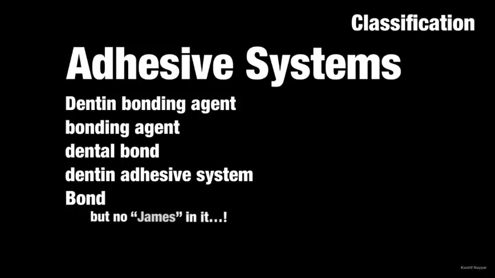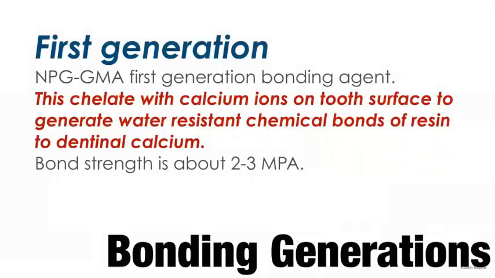So let's go to the classification of the adhesive system. The adhesive system is the dentine bonding agent, a bonding agent, a dental bond, or dentine adhesive system, a bond, but there is no difference in it, okay? The first generation of bond was based on the method where the calcium ions were chelated on the tooth surface while creating a water-resistant layer. Unfortunately, the bond strength was no more than 2 to 3 megapascals, so it was, of course, obsolete.